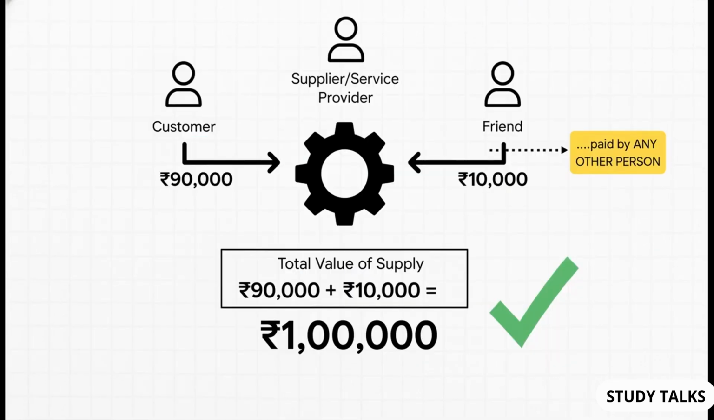And what about that very first question, the 90,000 from the customer and the 10,000 from their friend? Well, remember our definition of consideration? It can be paid by the recipient or, say it with me, any other person. That friend is the any other person. So yes, that 10,000 is absolutely part of the consideration, and the total value of supply is the full 1 lakh rupees.